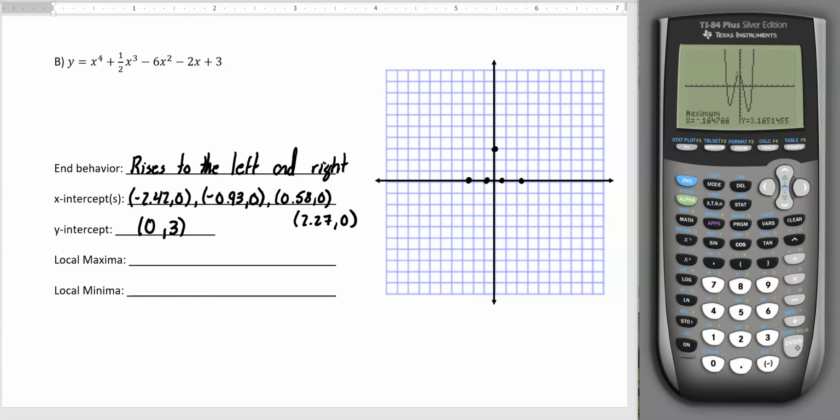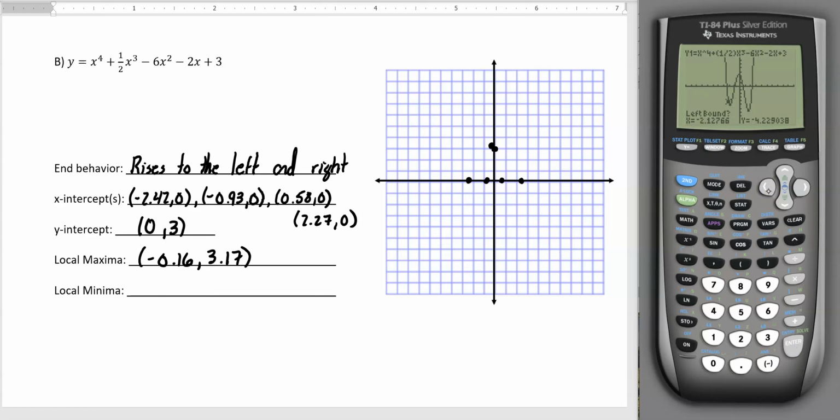Negative 0.16, comma 3.17. Okay, just right off of our y-intercept there. And then we have 2 minima. Let's get this over here.